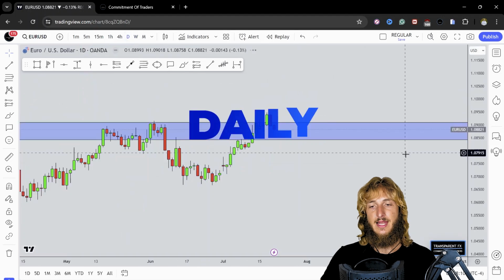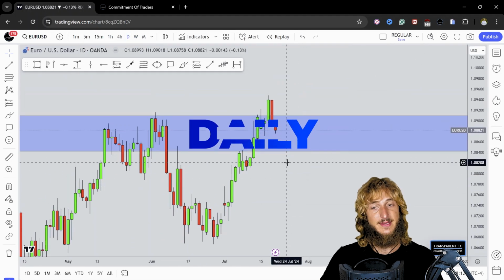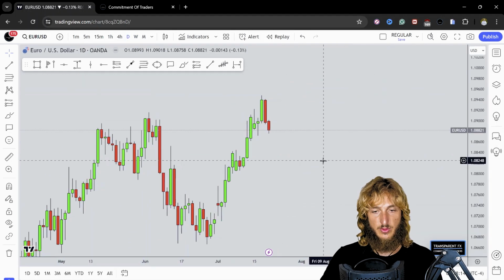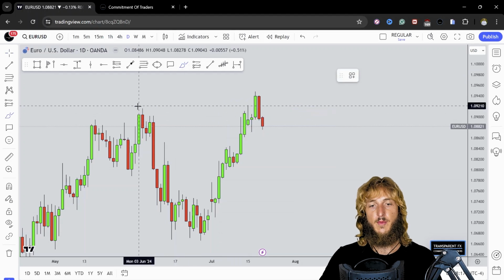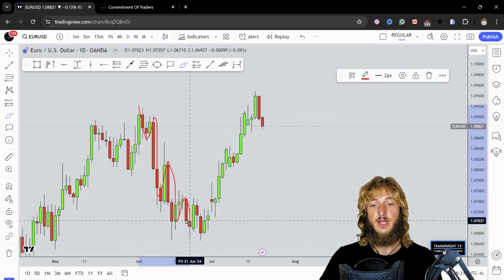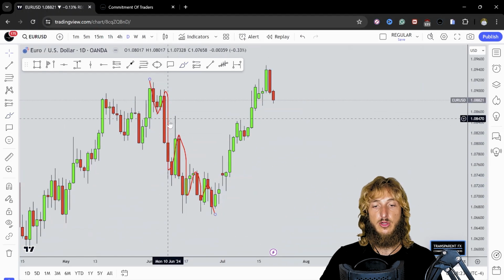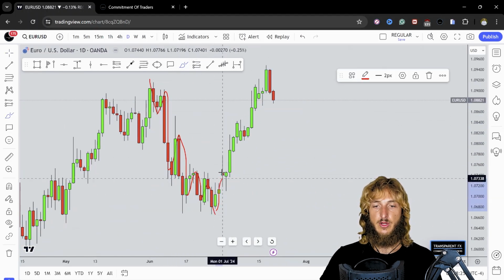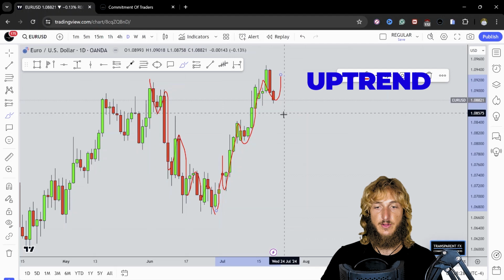Now, if we drop down on the daily time frame, what we can notice is that from a daily standpoint, the structure is already broken to the upside. The market has shifted from a bearish trend, so bearish market with bearish structure, from creating lower lows and lower highs to now creating higher highs and higher lows. So the definition of an uptrend.